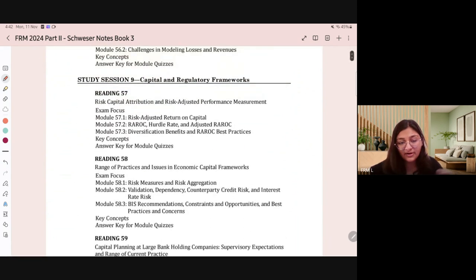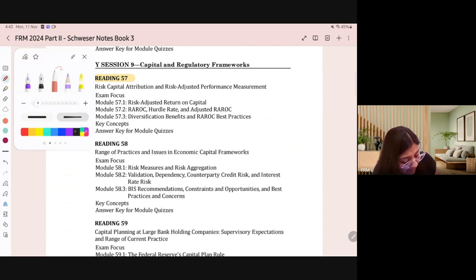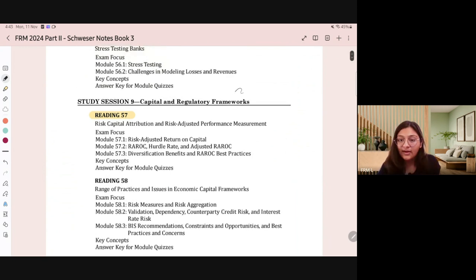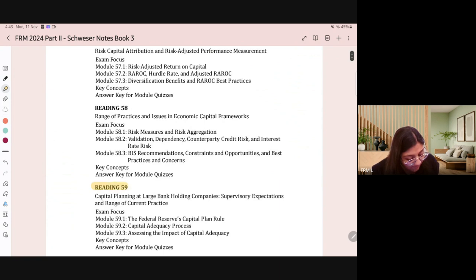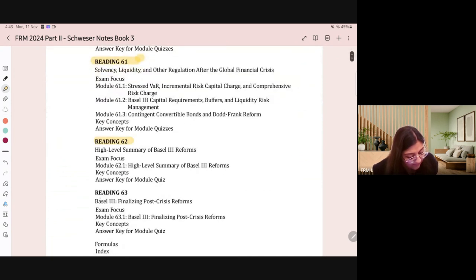Yes, now comes the most super important portion of the whole book, that is capital and regulatory frameworks. So now this chapter is very important. And here there would be more of the practical part, both theory and practical, but there would be 75% practical questions over here. And those are very basic plug and play questions. Like in the exam, you can expect basic plug and play questions from this portion, at least from reading 57, reading 58, sorry, 59, and then 60, 61, 62 and 63. From here, they will ask basic practical questions. If you have the flow of solving those questions, and you are remembering all the formulas, you will be easily able to score in this portion.